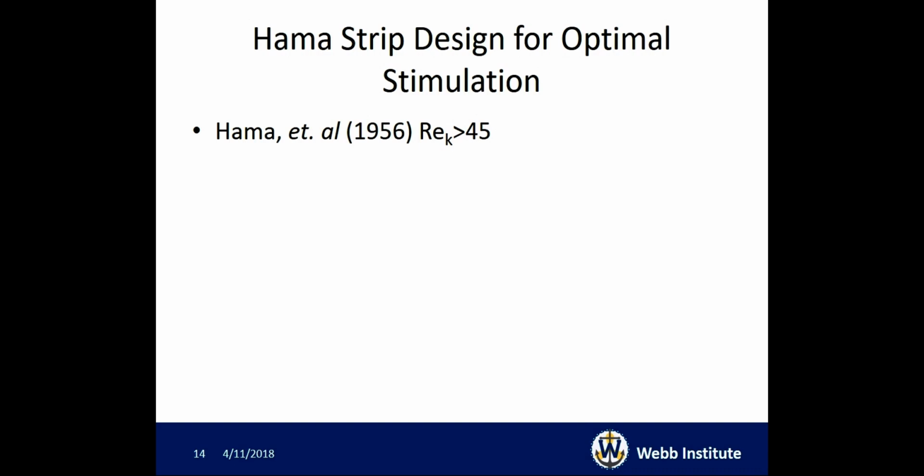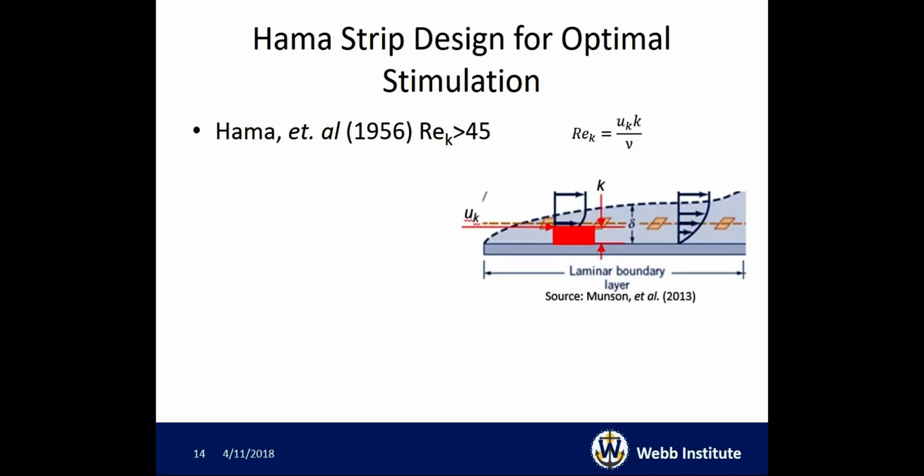When designing a Hama strip, in order to simulate turbulence, you must keep what's called the roughness Reynolds number above 45. The roughness Reynolds number is described by the equation above with the variables defined in the figure below. What's important here is to know what U sub K is, which is the velocity of the fluid at the top of the Hama strip. So I need to know what this velocity profile is. There wasn't a lot of data published allowing me to predict the actual boundary layer of the propeller, so I approximated it in my design using a Blasius laminar boundary layer.